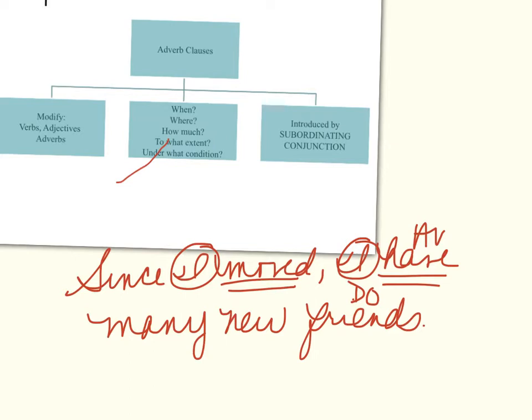Since I moved is not a sentence, therefore it's a subordinate clause. Since tells me when I have. So it's modifying a verb, it's answering when, and it's introduced by a subordinating conjunction.